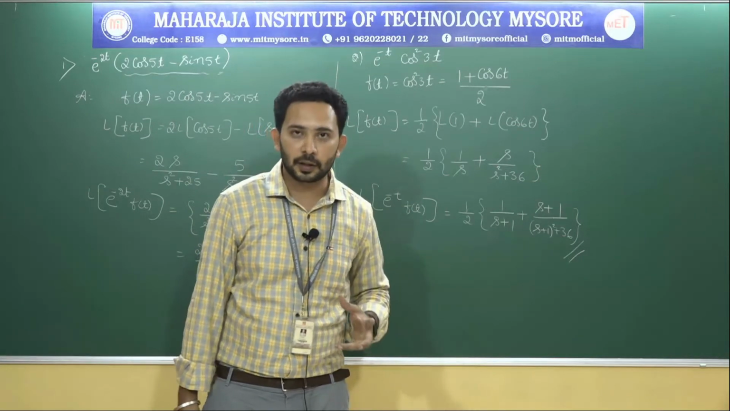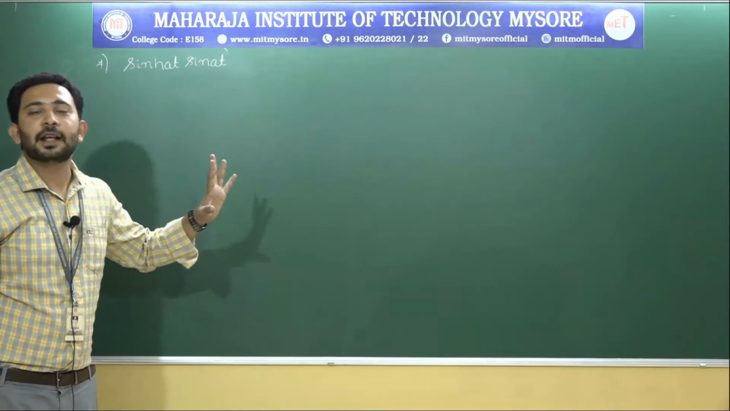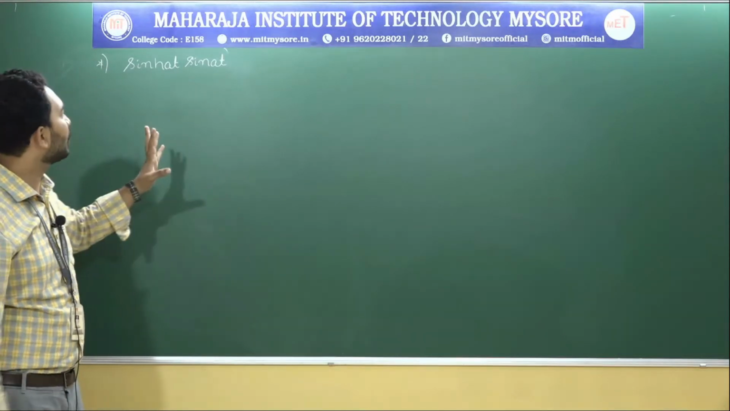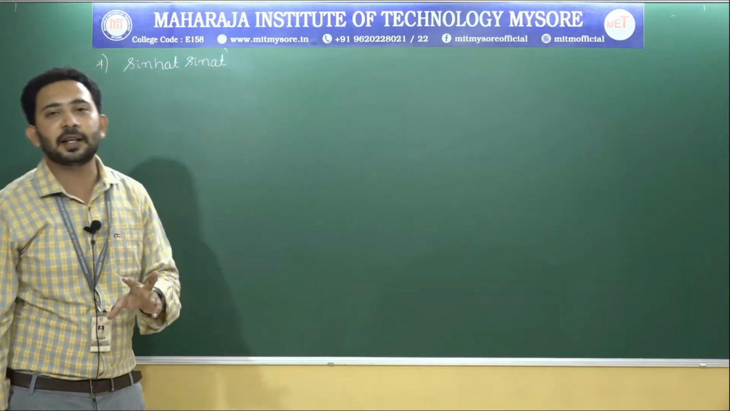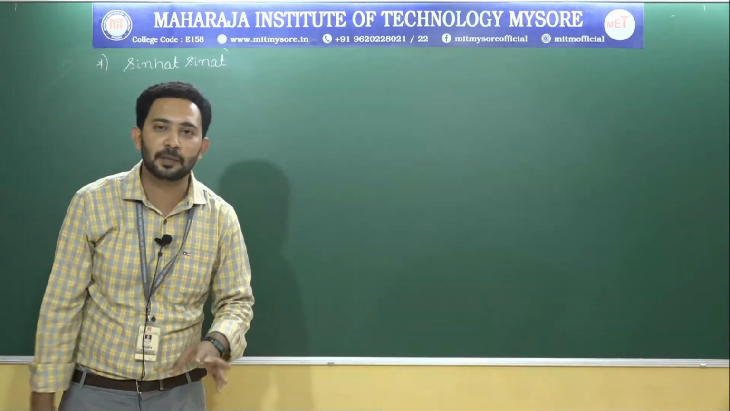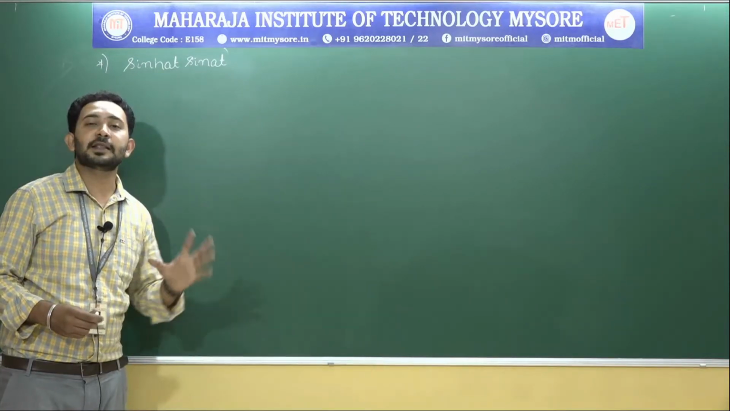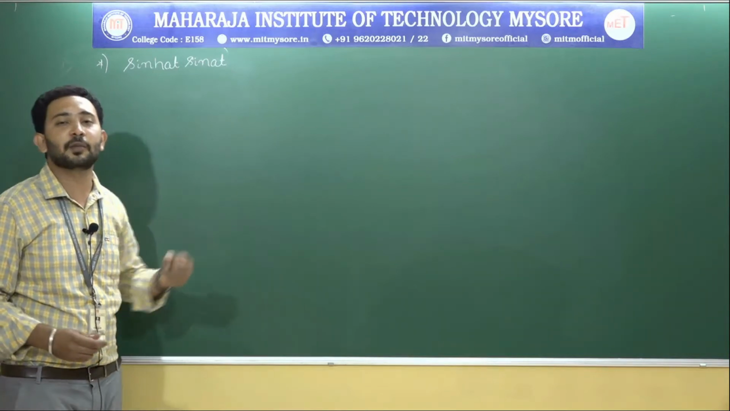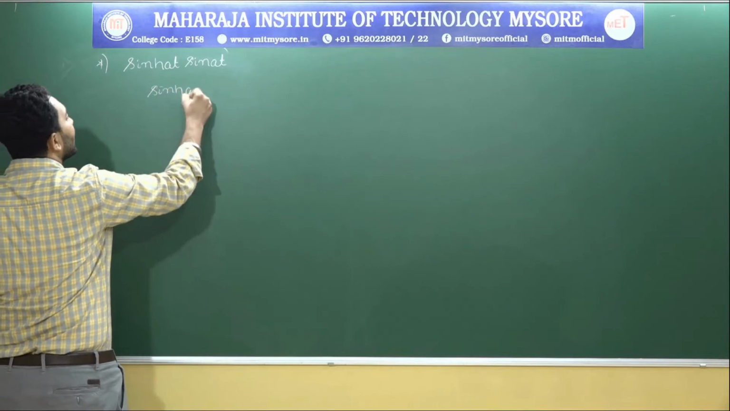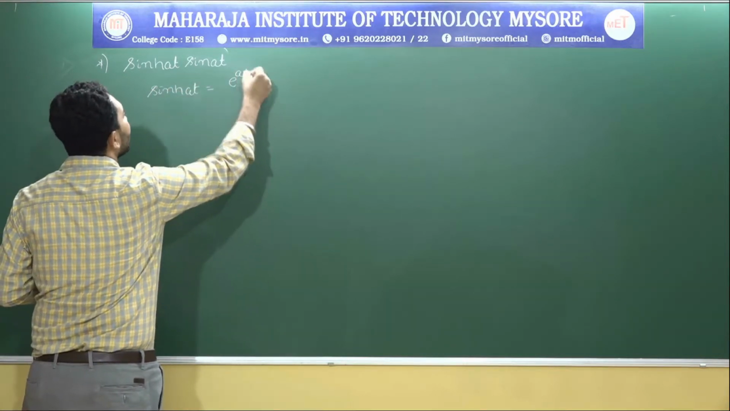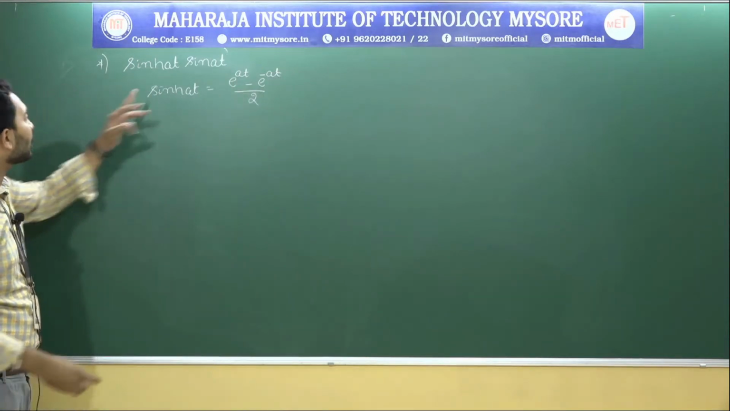Let's solve some more problems on shifting property. Next problem. Find the Laplace transformation of sine hyperbolic at into sine at. So if we have sine at into sine bt, then we can apply the formula of sine a into sine b. But if we have sine hyperbolic at into sine at, then we need to apply the sine hyperbolic at formula. What is the formula of sine hyperbolic at? So sine hyperbolic at is e power at minus e power minus at divided by 2. So apply this formula here.